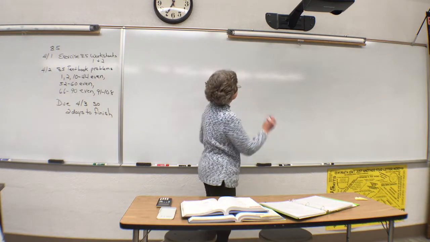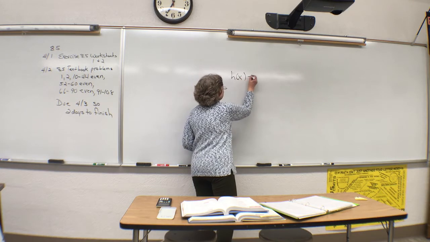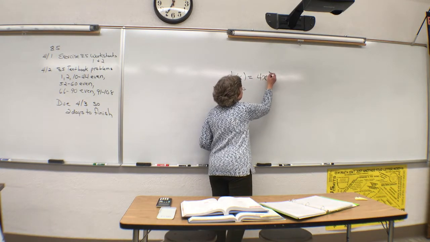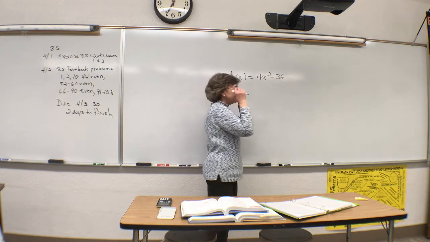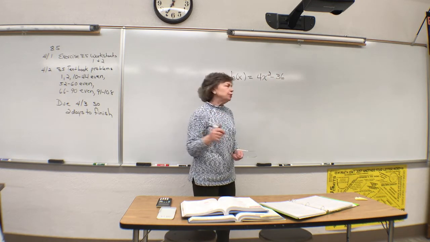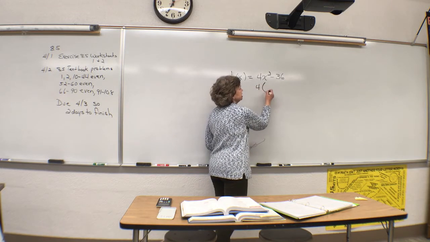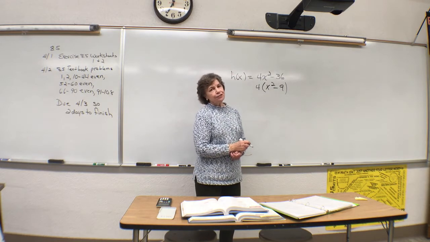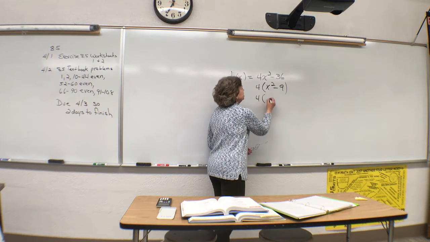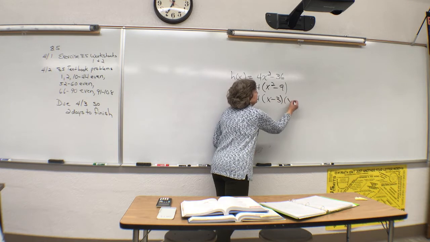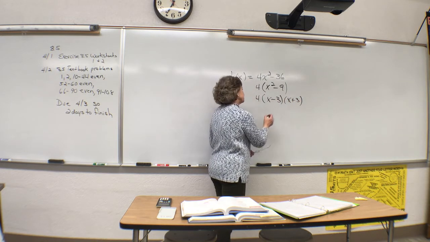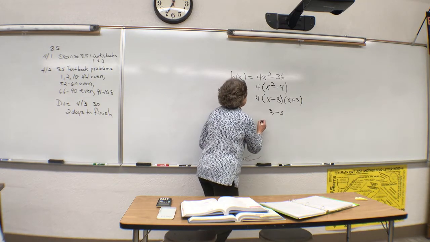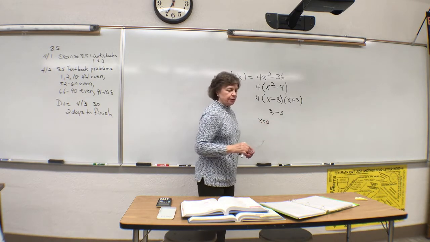Where you have h of x equals 4x squared minus 36. It's not in that format, so you're going to factor and put it there. So you're pulling out the 4, that's the GCF. And then we're left with x squared minus 9. Again, that's a difference of 2 squares. So we factor it, x minus 3, x plus 3, and that means we've got zeros at 3 and negative 3. And that means we've got an axis of symmetry when x equals 0.